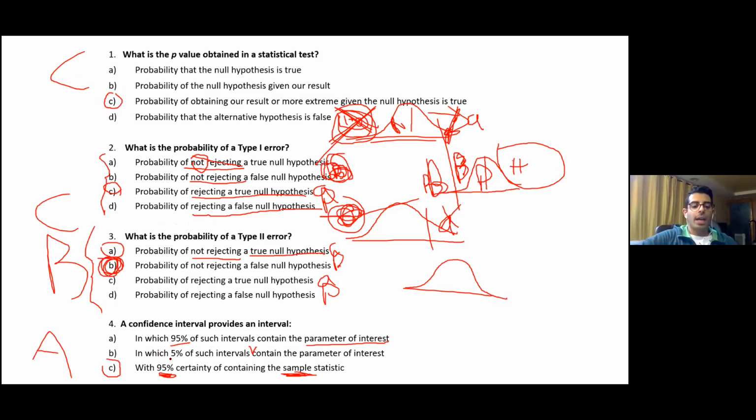C says with 95% certainty of containing the sample statistic. That is wrong, because it should always be 100% that you include that sample, never anything below that. So that's why C in this case is wrong. The actual correct answer is A. And I put it here.